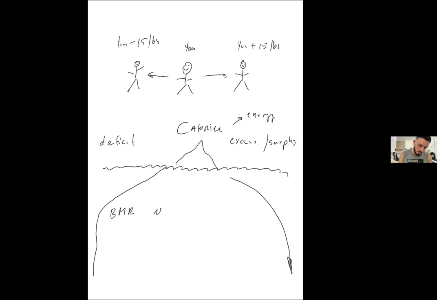You're gonna write this down. The other one is something called NEAT. The other one is something called TEF. And the other one is gonna be training, okay? What does BMR stand for? Basal metabolic rate. Now, interestingly, about 50% of your calories come from your BMR.